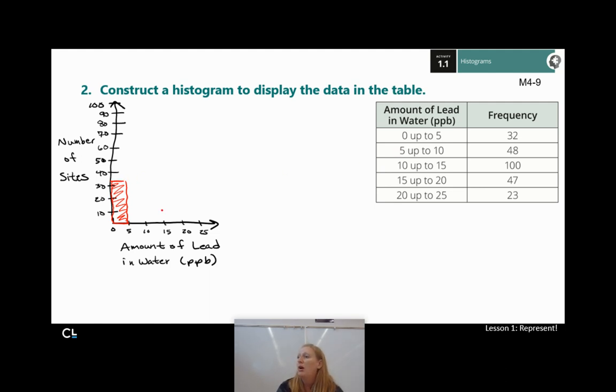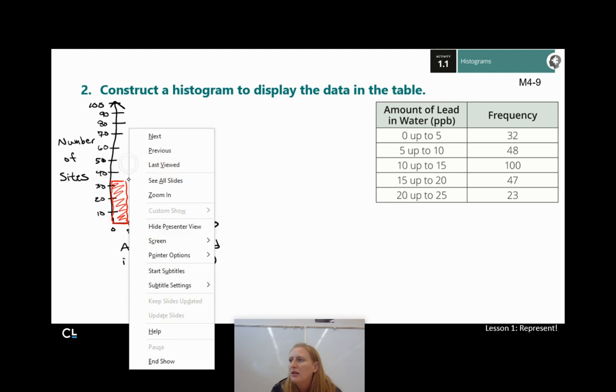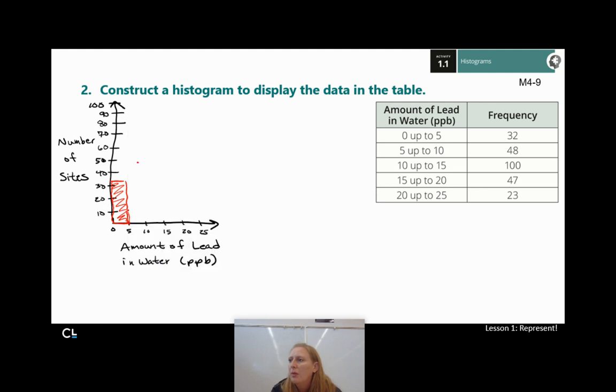My second bar is from 5 to 10. So that's the next bin, and it goes all the way up to 48. There's 40, almost to 50. So I'm going to go up, almost to 50, cut across, and then down to 10. And of course, there's my next bar.